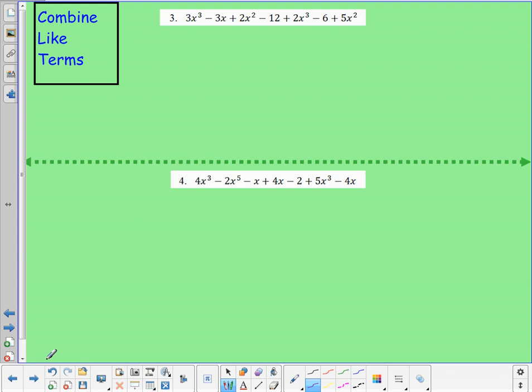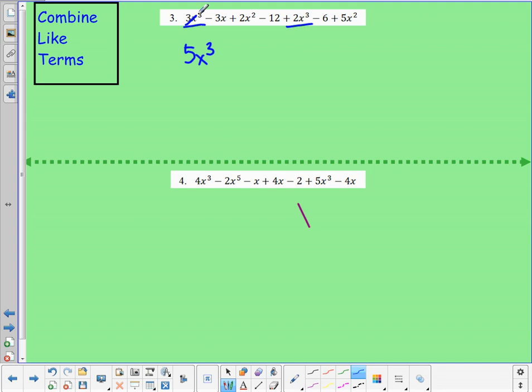Take a look at number 3. If I put number 3 together, I have 3x to the 3rd minus 3x plus 2x squared minus 12 plus 2x to the 3rd minus 6 plus 5x squared. All right, so again, I start with the biggest exponent. Biggest exponent is x to the 3rd. So I would have 3x to the 3rd and 2x to the 3rd. They're both positive. Put them together. That's 5x to the 3rd. Add the coefficients, keep the power the same.